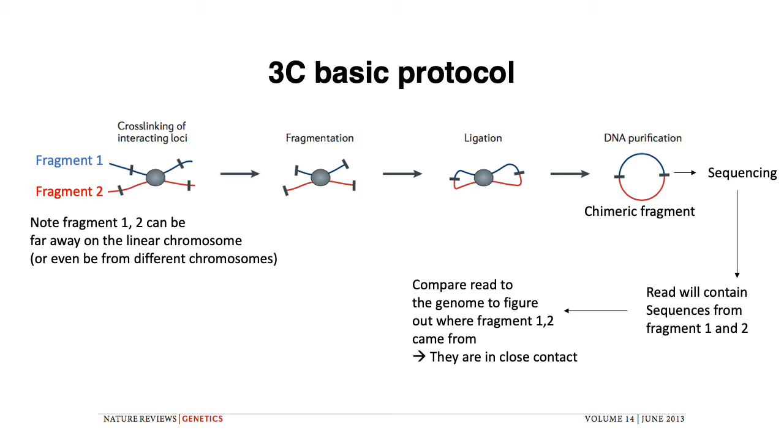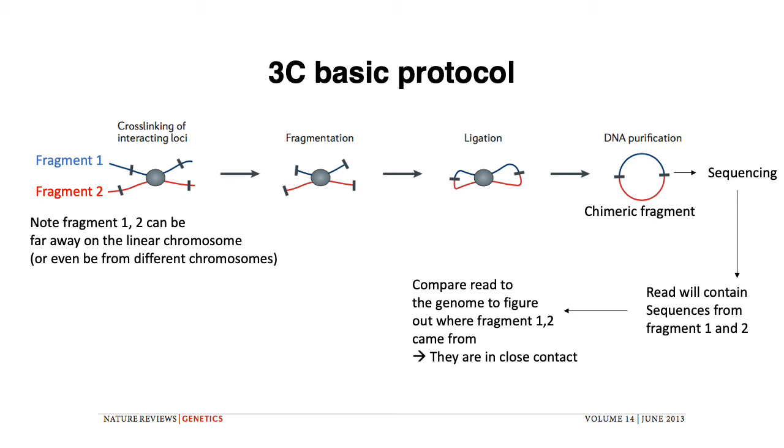And so here's a basic illustration of the 3C protocol. The idea is that you start out with, for example, a pair of DNA fragments that could be far away on the same chromosome. You can treat the cells such that pairs of fragments that are close in 3D space end up getting cross-linked to each other using chemicals like formaldehyde. And through the 3C protocol, which we'll discuss more in the nuclear organization lecture, you can generate what's called a chimeric fragment, which is a single DNA fragment composed of two pieces, where those two pieces are from different regions of the genome.